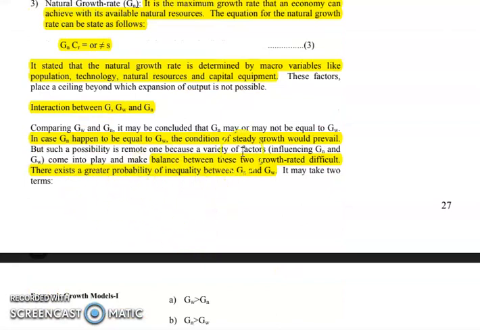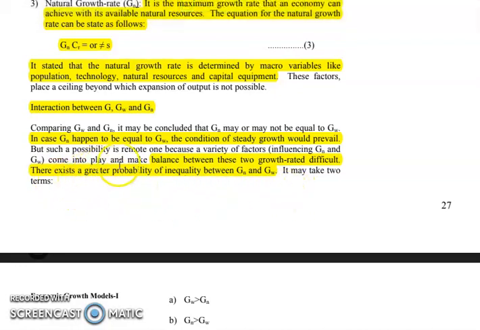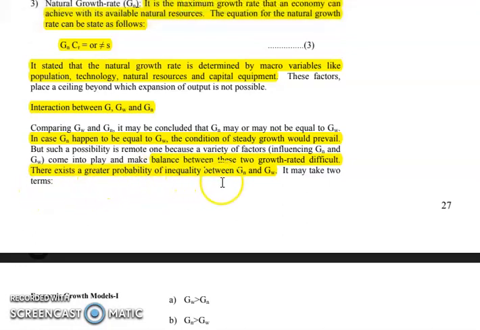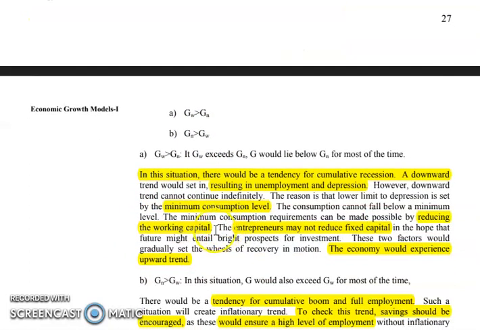Equalizing G and GW is very difficult, because a variety of factors interact with these growth rates. So there is a probability of inequality between G and GW. It may take two forms: GW greater than GN, or GN greater than GW.